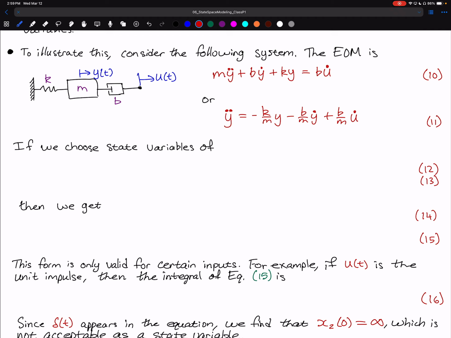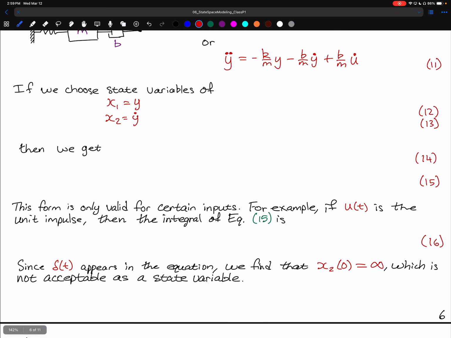So let's choose state variables x1 equal to y, and then x2 equal to y dot. Then we're going to get that x1 dot is equal to x2, and x2 dot is then equal to minus k over m x1 minus b over m x2 plus b over m u dot.